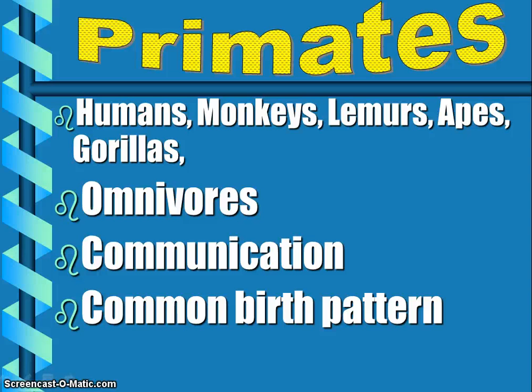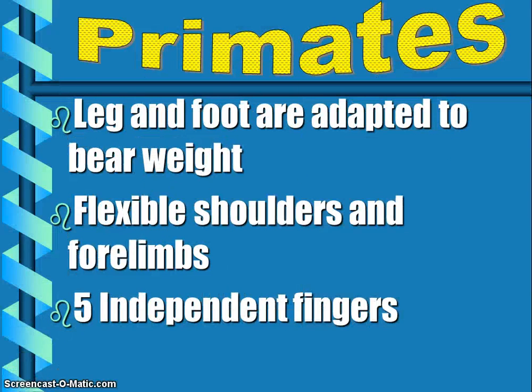Okay, so again, primates are humans, monkeys, lemurs, apes, gorillas, chimpanzees, you could add on. Omnivores means we eat a wide variety of foods. Communication includes body language and vocal signals. We have a common birth pattern, pretty much just bearing one offspring at a time, and that's going to allow for extended care and nurturing of the young.